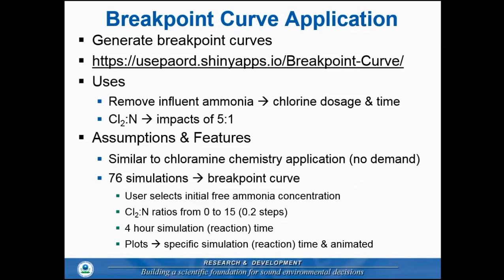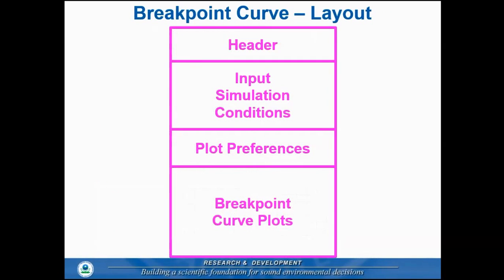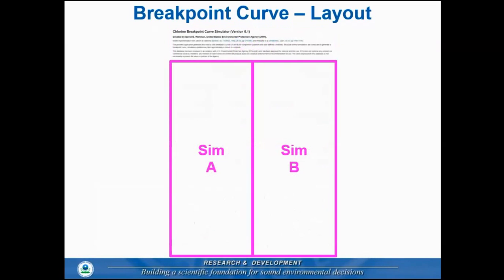It's similar to the chloramine chemistry app in terms of what it does, but this does not have any demand reactions in it. So again, it's like a perfect breakpoint curve. What this does is you input your ammonia concentration, and then the simulation goes through and runs all these different chlorine to nitrogen ratios for you. So you end up doing about 76 simulations, and it runs them for a period of 4 hours. And then you're able to plot the breakpoint curve for a specific reaction time, and you can also animate it. So the layout again, if I've road mapped it out, has the same 4 general areas, and you can run side-by-side simulations.